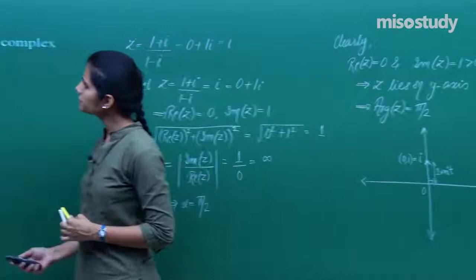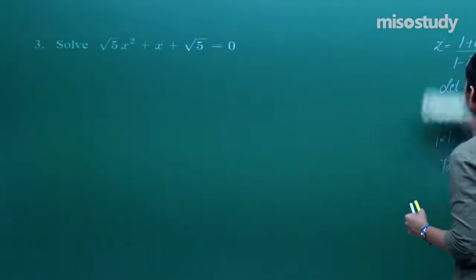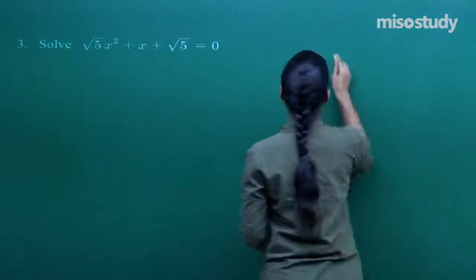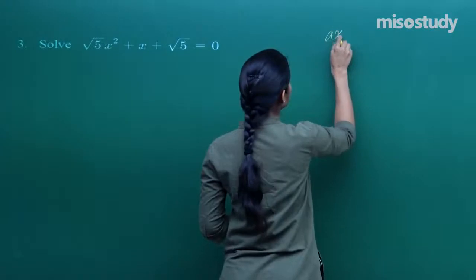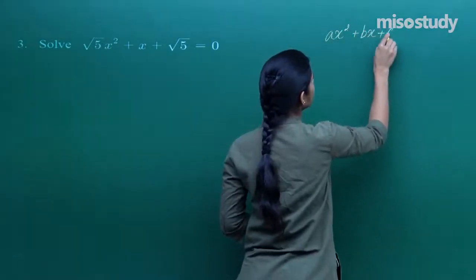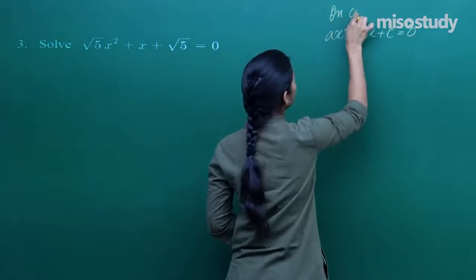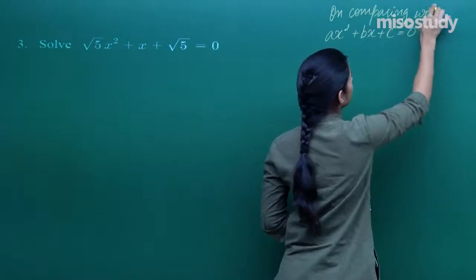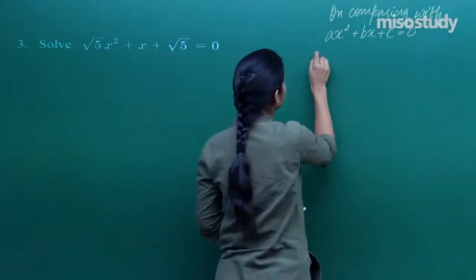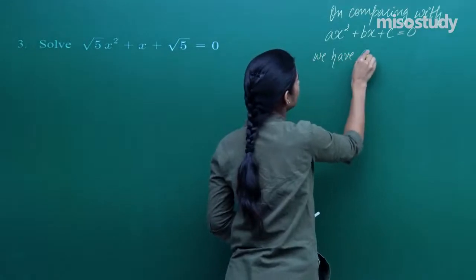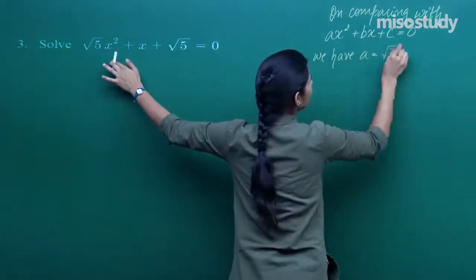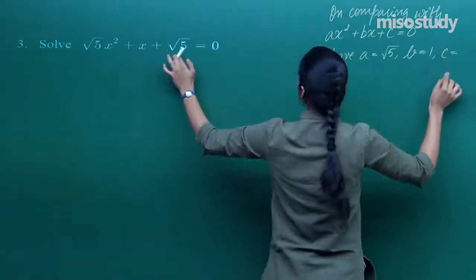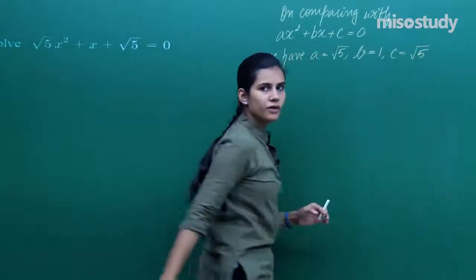Next I have to solve this particular quadratic equation. Pretty simple, we just need to compute the discriminant. Let's compute D. Here if I compare it with ax square plus bx plus c equals 0, we have a equals root 5, b equals 1 and c again equals root 5.